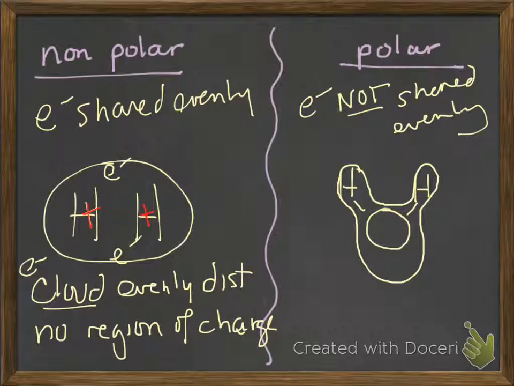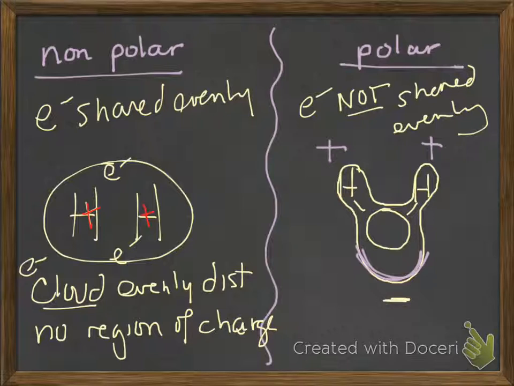So that entire end of the molecule ends up having a positive charge. Well, down here, this is all electron cloud. So what kind of charge would that have? That has a negative charge. So down here, you have a negative charge.